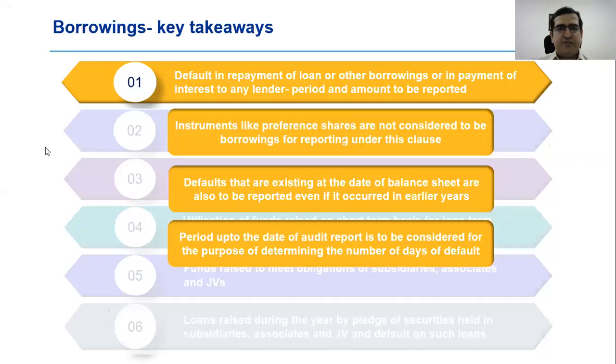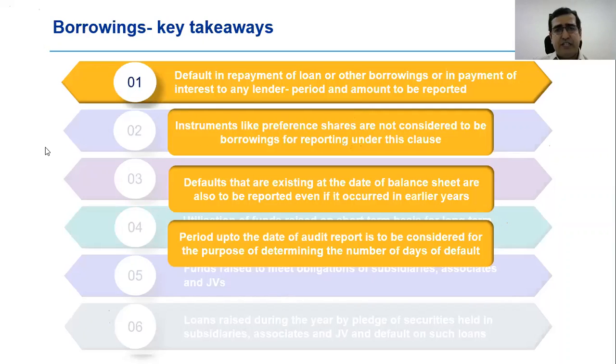The first one that we should talk about is default in repayment of loan or other borrowings, or in payment of interest to any other lender. The requirement here is effectively to report two things. One, whether a default has happened, and two, the amount of default that has happened, and there is a specific format that is prescribed.